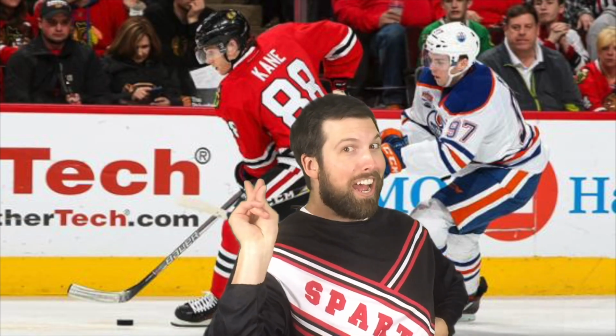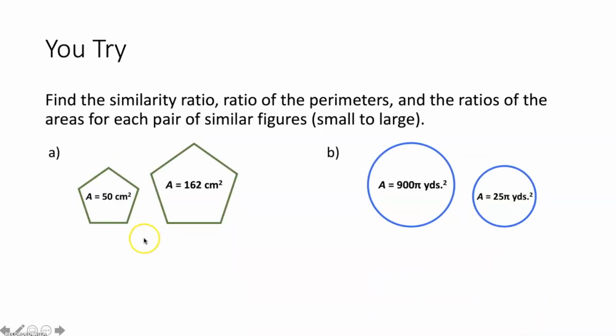Time for a U-try! Okay, doing the same thing. And again, we are given the areas, so we need to start by finding the ratio of the areas. Remember, we are going from small to large, so we're going to take the area of our smaller pentagon in this case and put it over the area of our larger pentagon. We then simplify that fraction down, or ratio down, and we end up getting 25 over 81. That is the ratio of our areas.